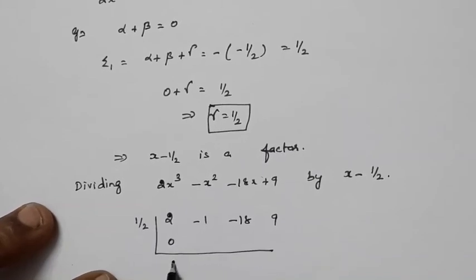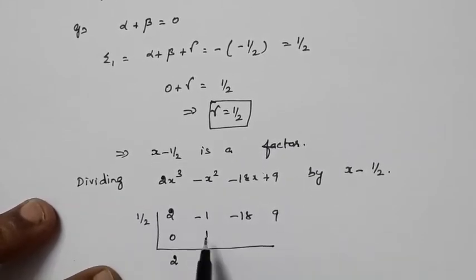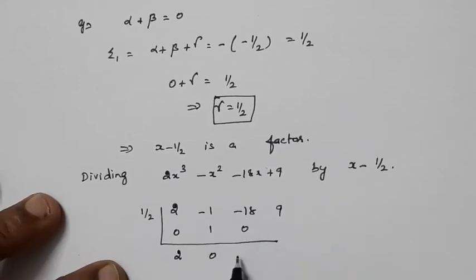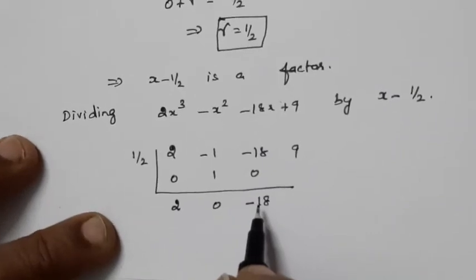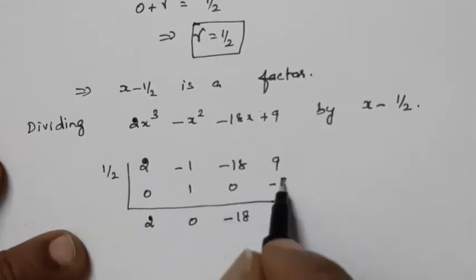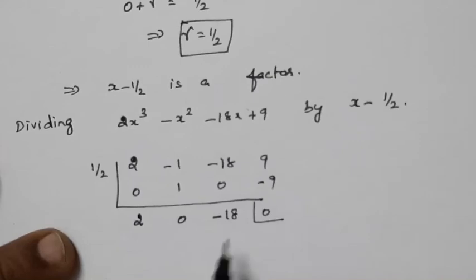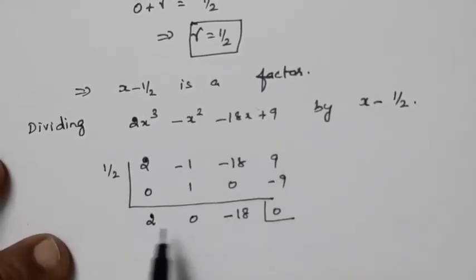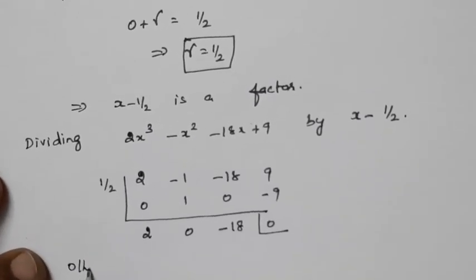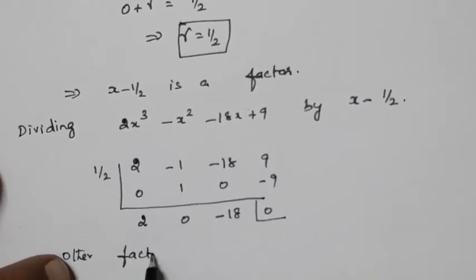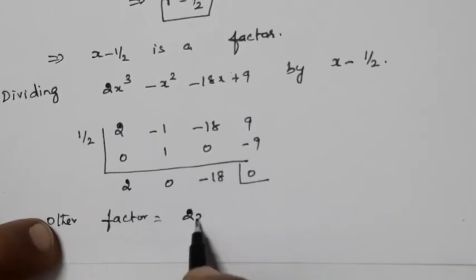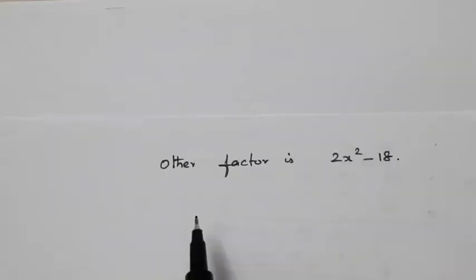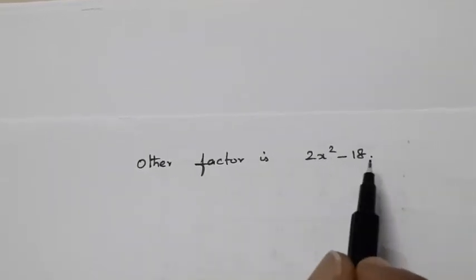So, 0, and 2 plus 0 is 2, 2 into 1 by 2 is 1, minus 1 plus 1 is 0, 0 into 1 by 2 will be 0 and this is minus 18. So, after multiplying minus 18 with 1 by 2, it will be minus 9. So, adding 9 and minus 9, the remainder would be 0. So, on dividing this by this, you will get the remainder as 0 and this is the quotient. So, the quotient will be the other factor. So, what is the other factor? The other factor is equal to 2x squared minus 18.